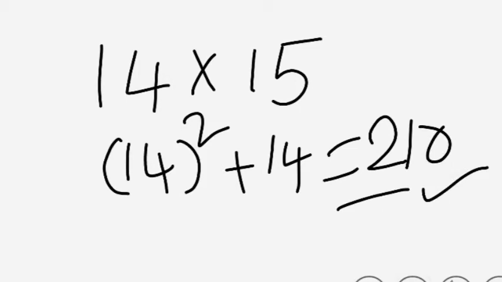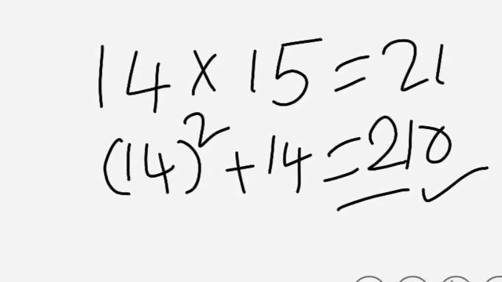So what we have done here: if we have two consecutive numbers and we want to multiply those two numbers, for example 14 and 15, just take the small number from that, square it, and add the small number to that. So our final output is here. So 14 into 15 would be 210.